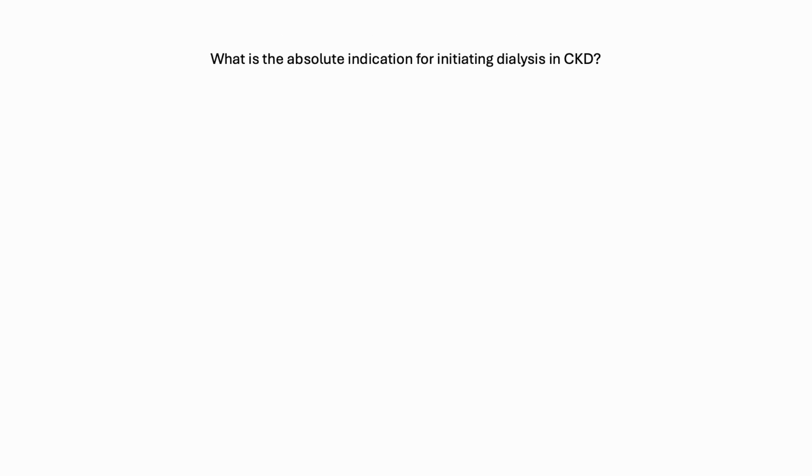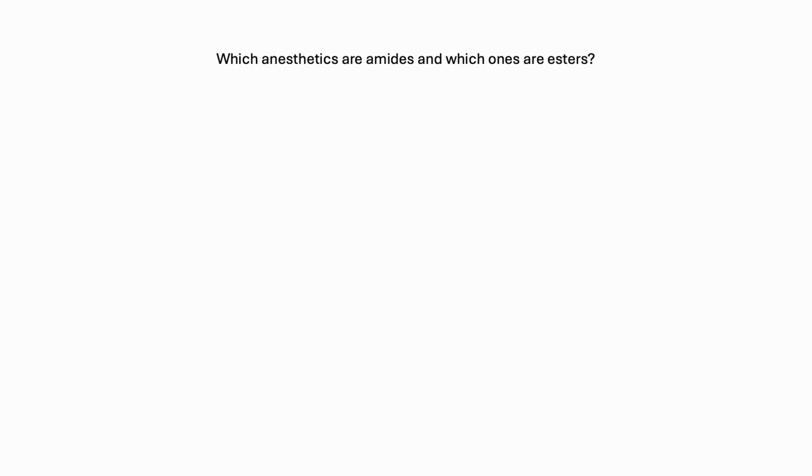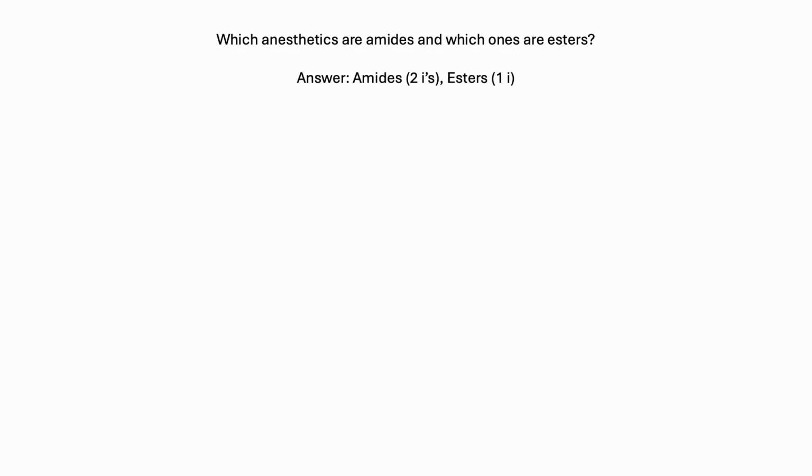What is an absolute indication for initiating dialysis in CKD patients? If we see uremic pericarditis, we need to do dialysis immediately. Which anesthetics are amides and which ones are esters? I think amides always are going to have the 2 I's in them, so stuff like lidocaine, things like that. And esters just have 1.